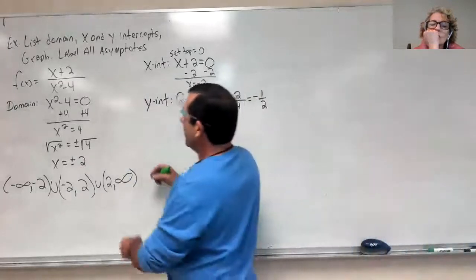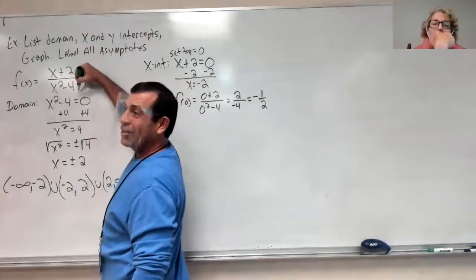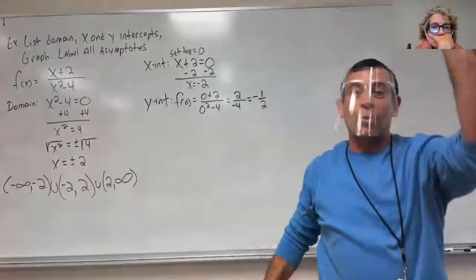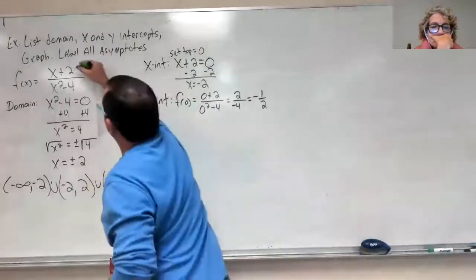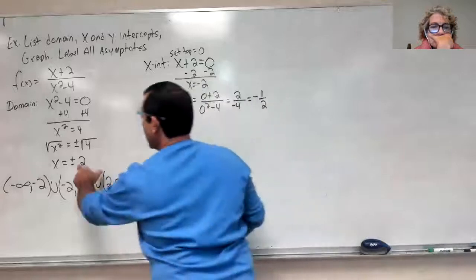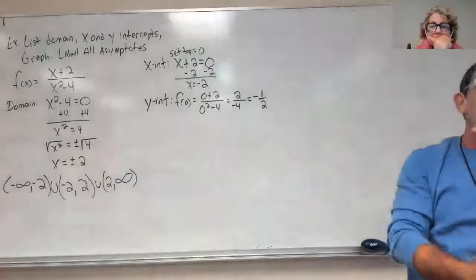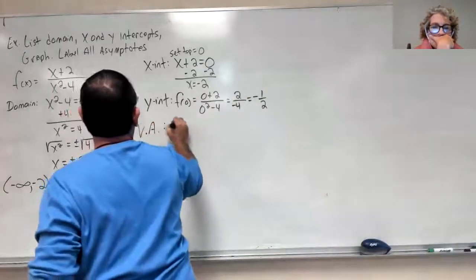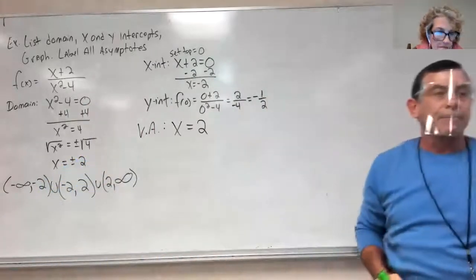Because watch out, remember, if you would have factored that bottom, you would have got an x plus 2, x minus 2, right? Which means the x plus 2 asymptote is going to cancel. And the one that gave you the x plus 2 was the negative 2, okay? So x equals negative 2 is going to cancel. So the only vertical asymptote is going to be x equals a positive 2.